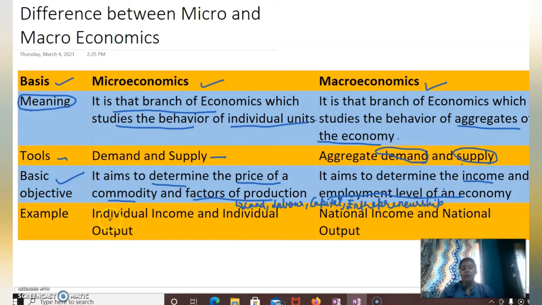Next is on the basis of examples. Individual income and individual output come under microeconomics. You can also say individual demand and individual supply. Whereas in macroeconomics we consider the economy as a whole, so there are national income and national output, which is why they come under macroeconomics. National means on a larger basis, on a country basis that we are studying.